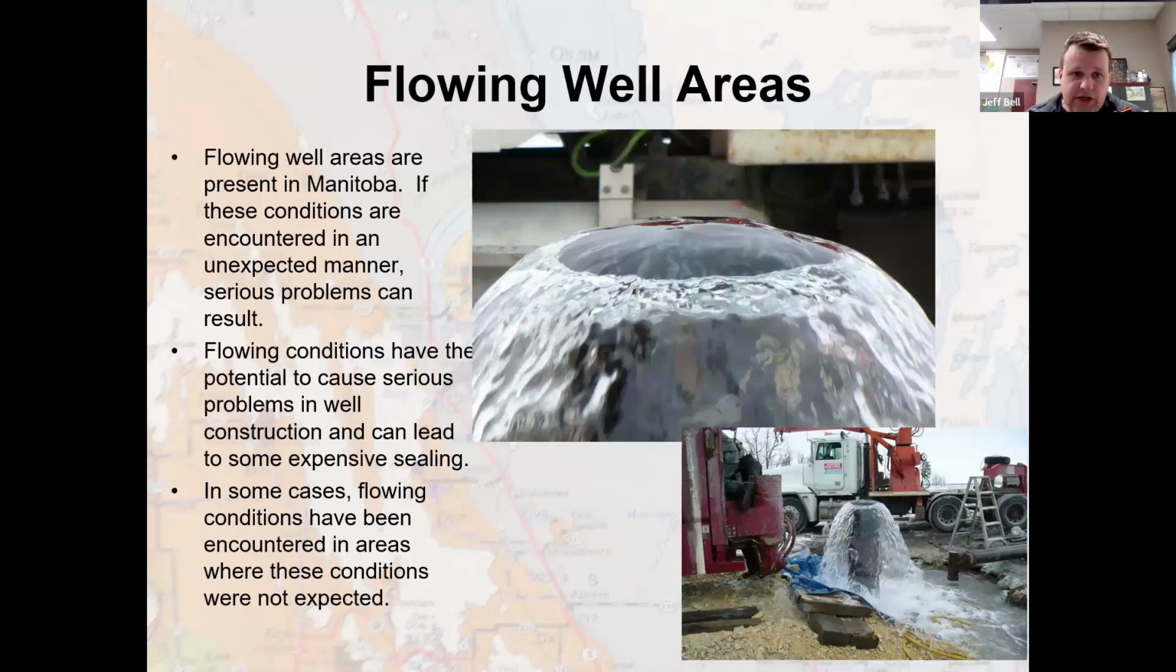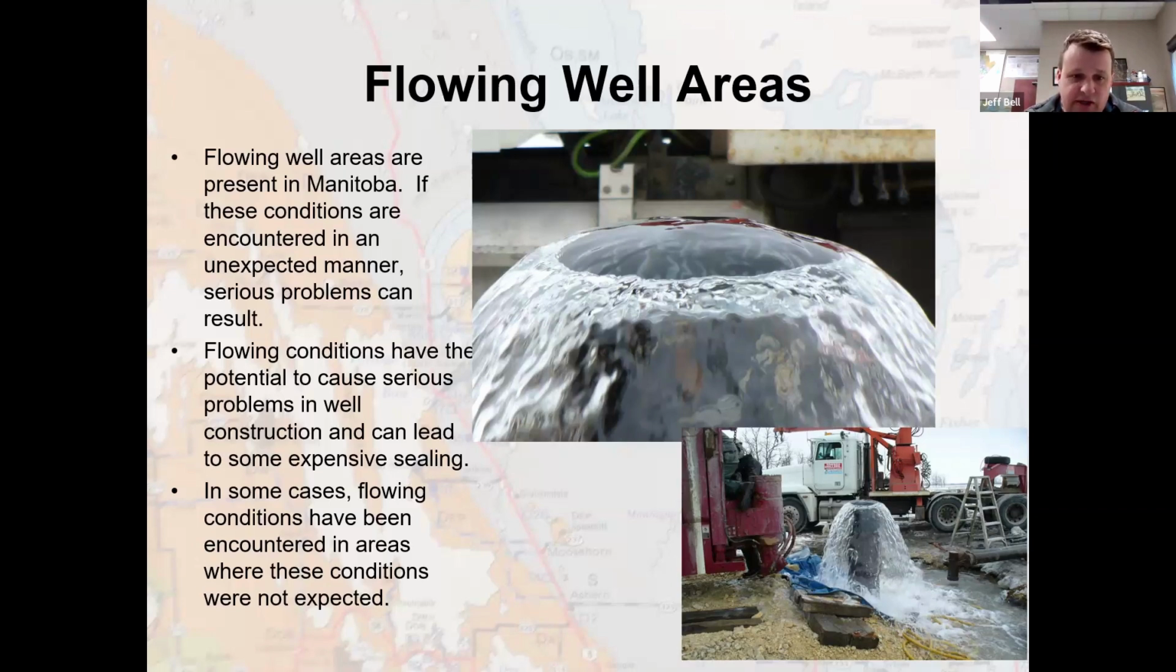Flowing well areas are very present in Manitoba. They can be encountered in areas where you least expect it sometimes. A lot of people tend to think of Manitoba as fairly flat, that we wouldn't have these types of problems, but naturally the conditions in some areas tend to flow. In Steinbach, for example, the bedrock aquifer that we have here flows. The water level at our office here is 10 or 15 feet above grade. This tends to cause a lot of problems if you're not expecting it, and this often involves another step of cementing surface casings in and things like that.